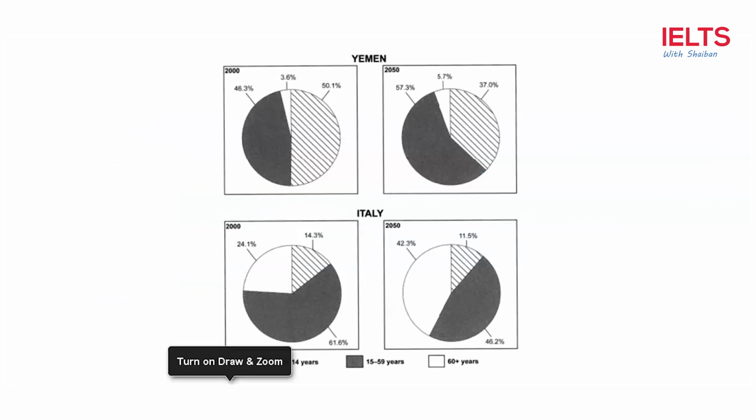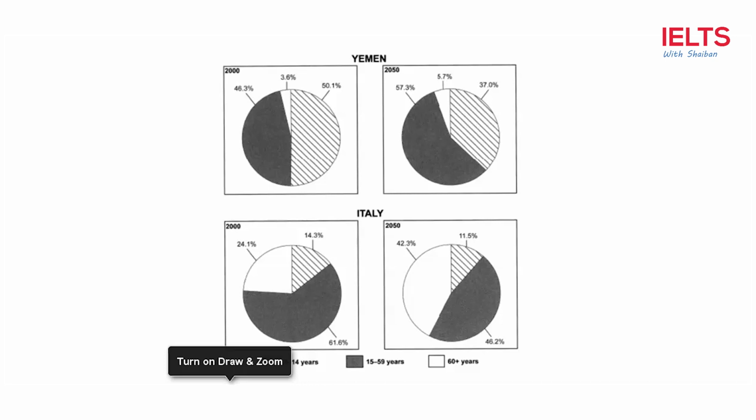All right, let's start with multigraphs. As you can see here, we have 4 pie charts, and these 4 pie charts represent 2 countries, Yemen and Italy. You can see the graphs are similar. By similar, I mean we have the same year, 2000, for Yemen, and again the same for Italy. Also projected, we say, or future projections for 2050, and again 2050.